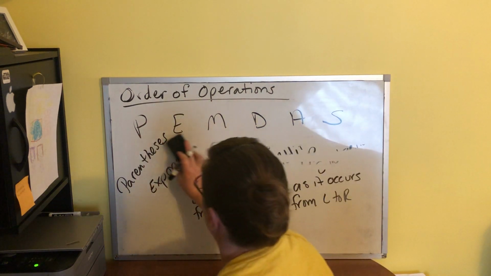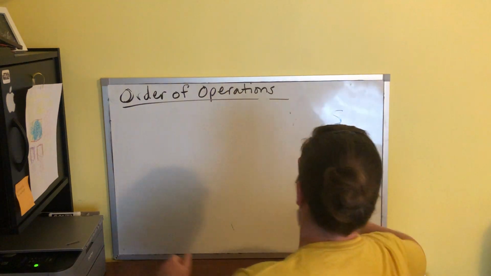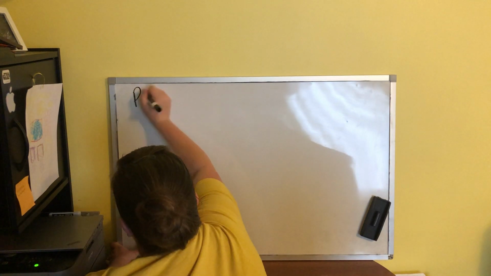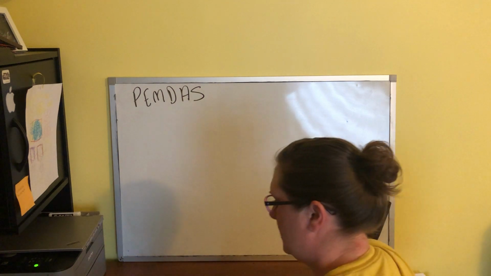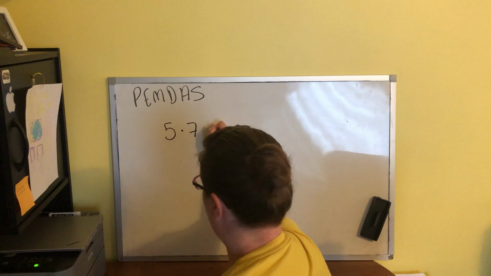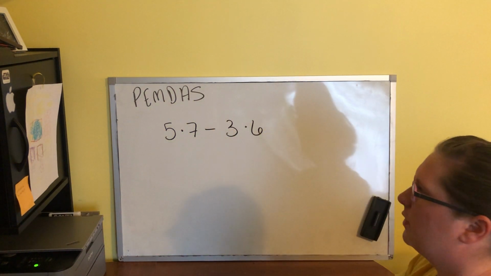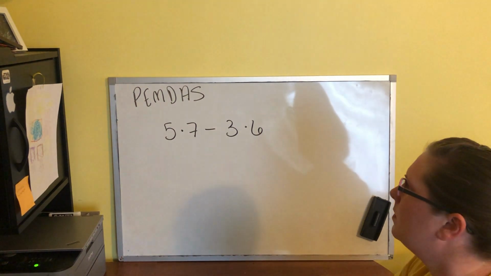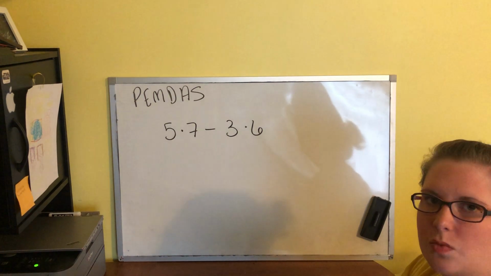All right, so let's go ahead and do some order of operation problems. And I'll just go ahead and put this up here for reference. Okay, our good old PEMDAS. Let's do a couple problems. So let's say we were given 5 times 7 minus 3 times 6. So order of operations, are there parentheses? Nope. Are there exponents? Nope. Is there multiplication or division? Yes. What's occurring first? The multiplication. So that's what we're going to handle.